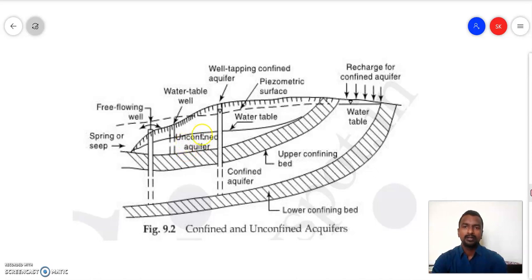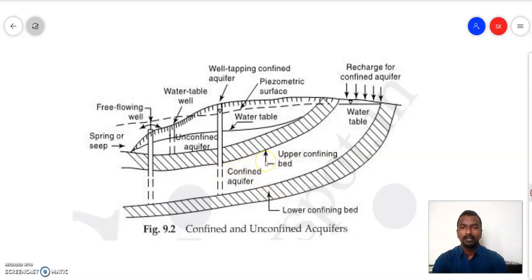The unconfined aquifer has a pervious top surface and an impervious bottom surface. This is a bedrock and this is also bedrock. The base layer or bottom portion is impervious and the top one is pervious, so this is called an unconfined aquifer. Second is the confined aquifer. This one is the confined aquifer, in which the water is confined between two impervious layers. These are rocks, and in between these two rocks it is confined, that's why it is called a confined aquifer.